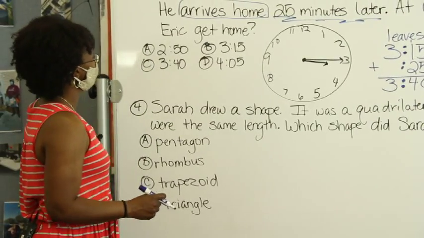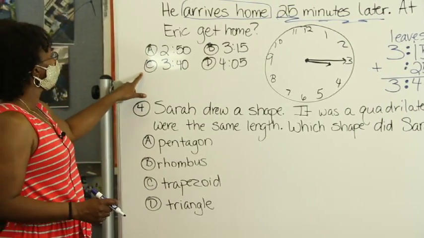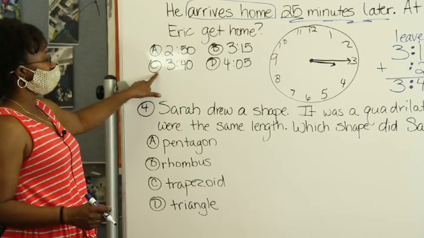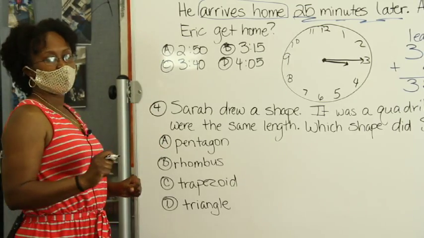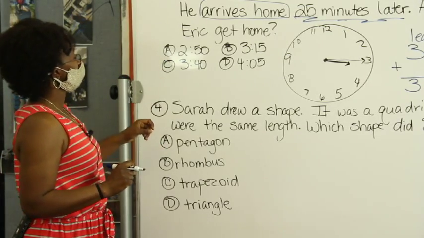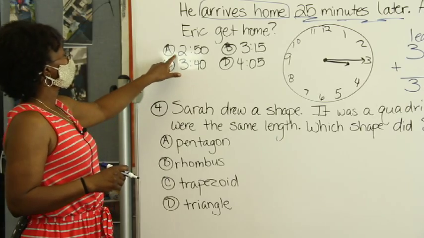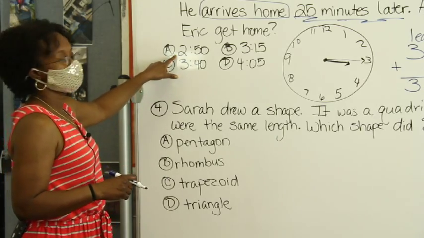Let's see if we even see that over here on our answers. And we do. It's actually C. But before we commit to C, even though we're pretty sure of that, let's just look at the other answers. Now, we know it can't be 2:50 because he didn't leave until 3:15.